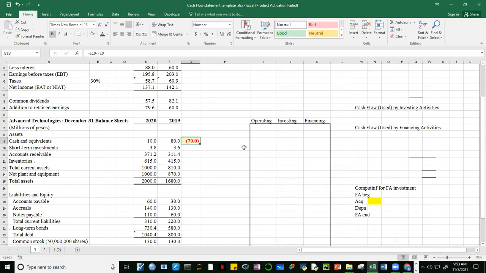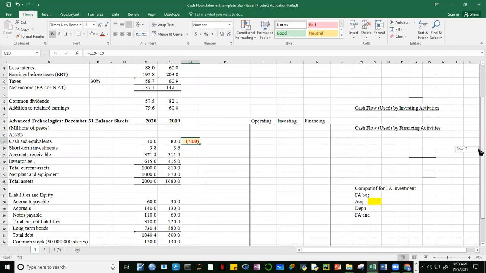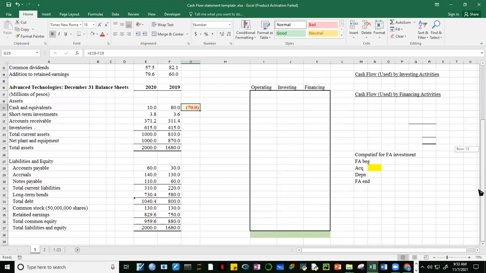We want to know how cash decreased by 70 million, taking into consideration operating activities, investing activities, and financing activities. If we sum up the cash flow from operating, investing, and financing, it should be a decrease of 70,000. In other words, this one and this one should tally. They should be the same.